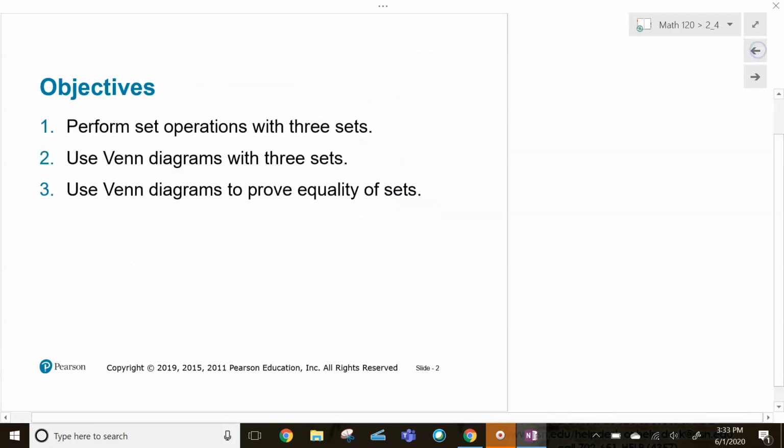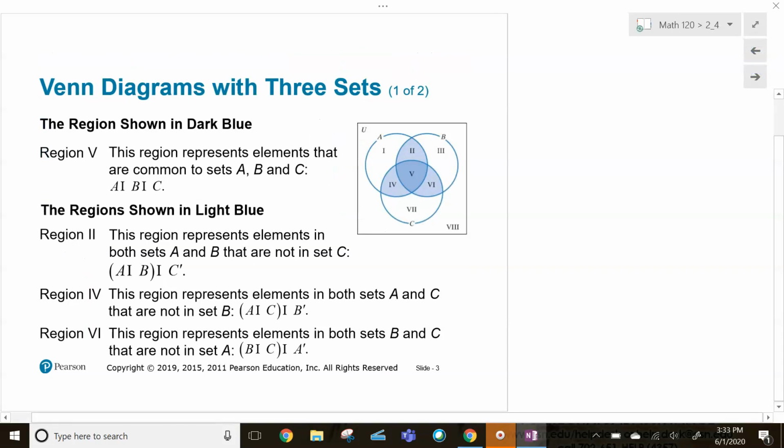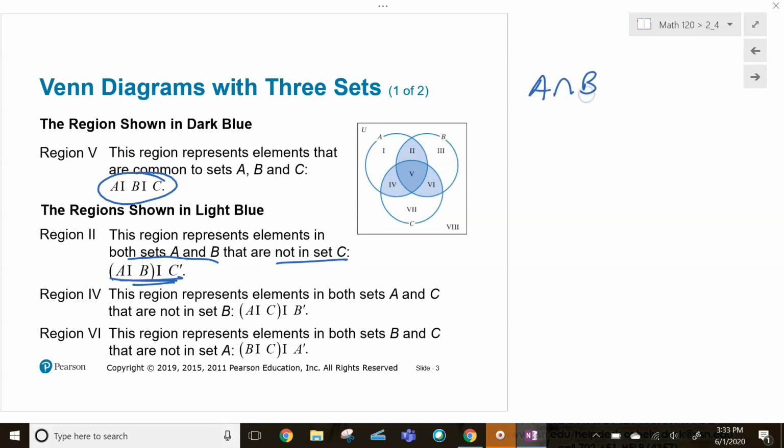Okay, so I go back to this here. We just talked about region 5, A and B and C, but let's look at these ones in light blue. Let's walk through the elements in both sets A and B that are not in C. So here's how it's represented. You have to be in A and B and not C, so the complement of C.